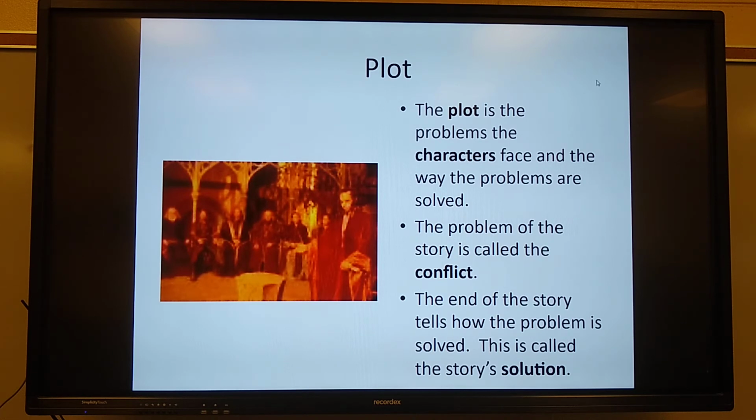The plot is the problems the characters face and the way the problems are solved. In other words, this definition is probably going to be on your test, the main events of the story is the plot. The problem of the story is called the conflict. And the end of the story tells how the problem is solved. It is called the story's solution. So the problem is the conflict. How the problem is solved is the solution. And the plot is the main event of the story.